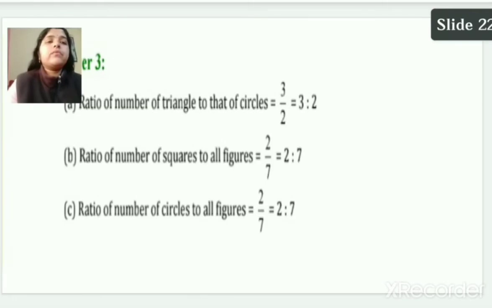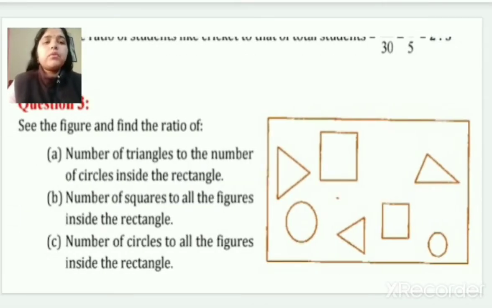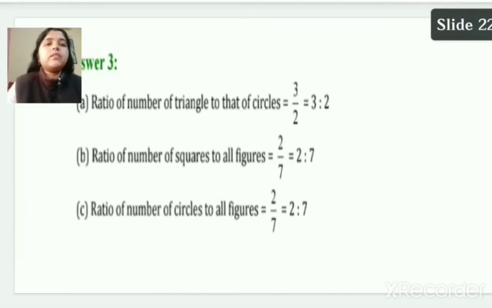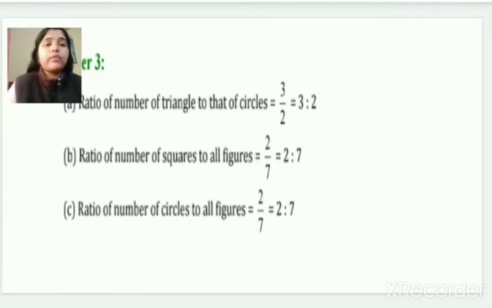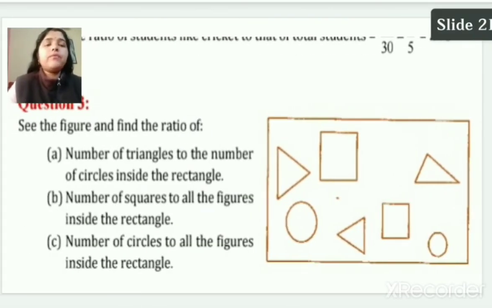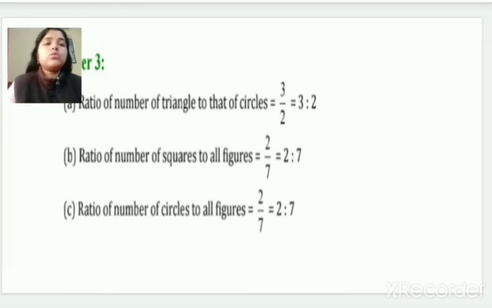Okay, yes, so it will be 3 ratio 2. Number of squares to all the figures inside the rectangle. How many figures are here? Yes, so the ratio of number of squares to all figures will be equal to 2 by 7. That will be equal to 2 ratio 7. Okay, and same for the C part, because number of circles to all the figures inside the rectangle. So there are 7 figures and the number of circles is 2. So 2 by 7.